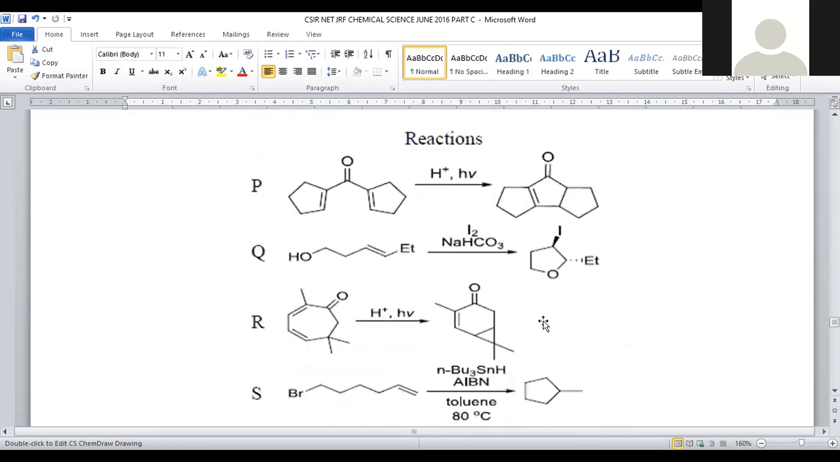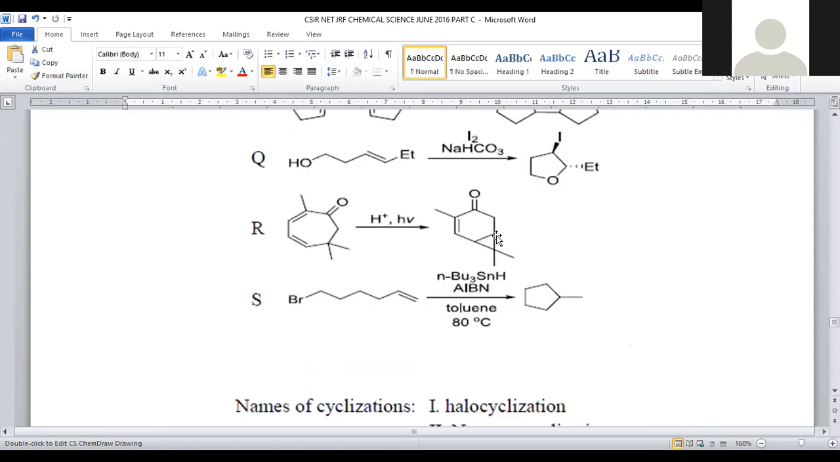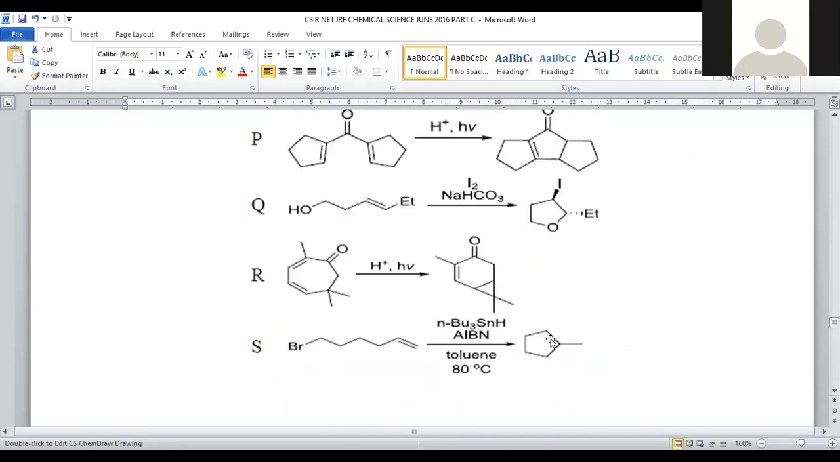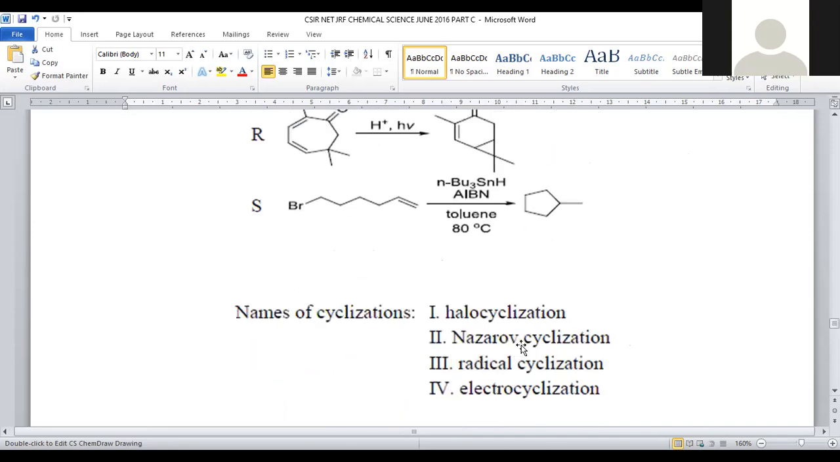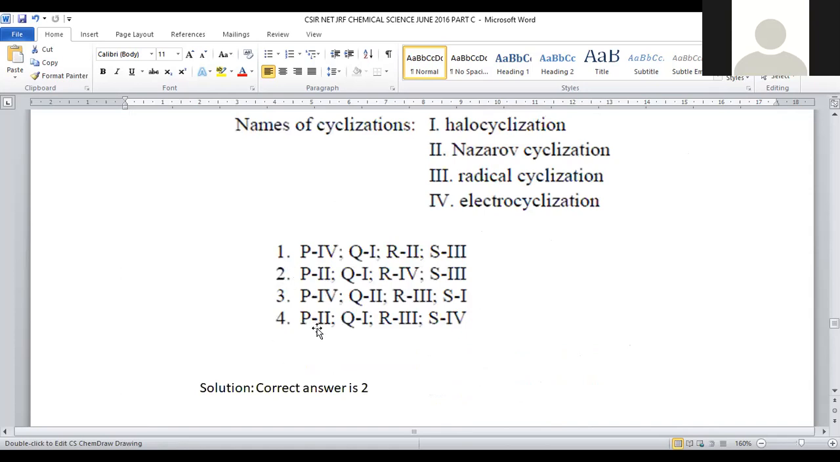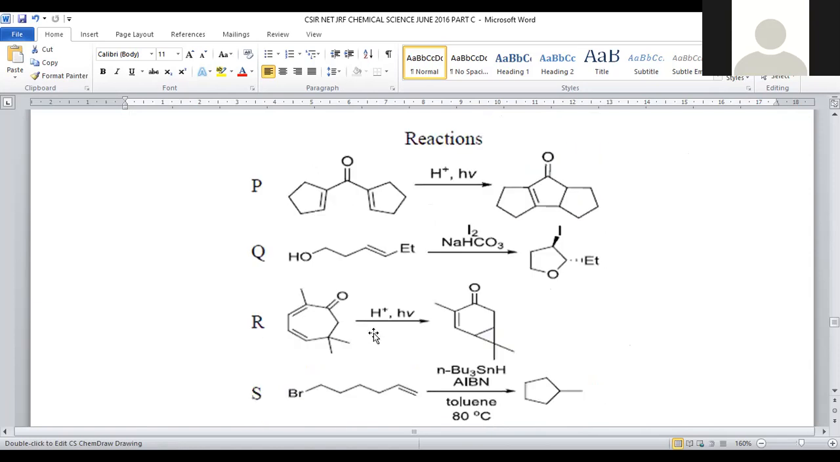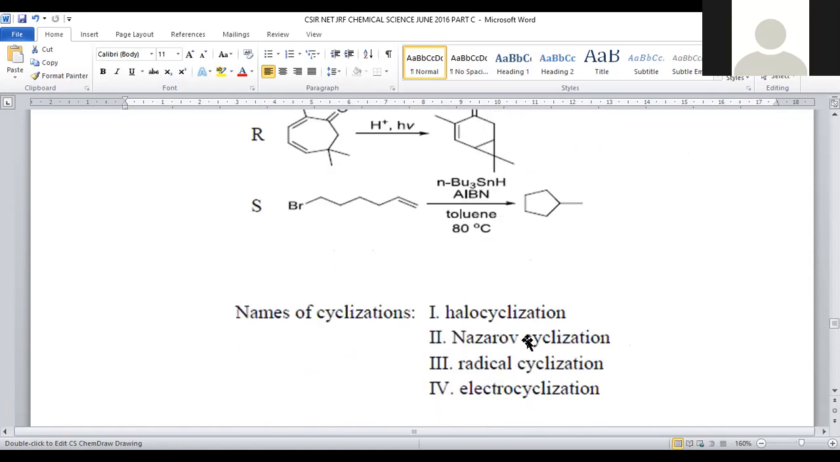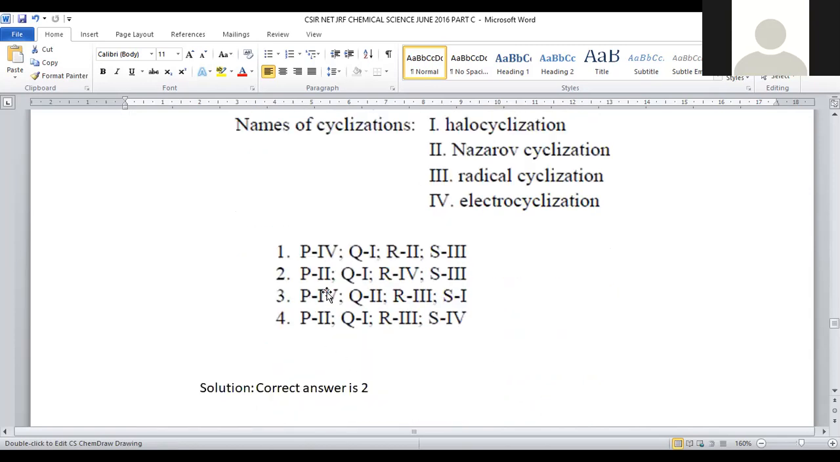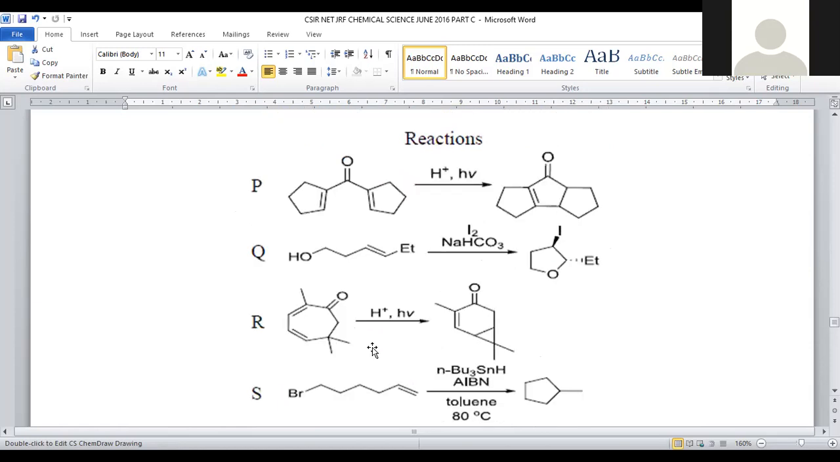So for that purpose, let us look into the transformation. First one is a Nazarov reaction. Second is the halocyclization. Third one is electrocyclization. Fourth one is a radical cyclization. So P with Nazarov, Nazarov is a 2. P with 2 is given in option number 2 and 4 both. Then Q. In Q, we have the halocyclization reaction. So Q with halocyclization 1. Q1 is provided in option number 2 and 4 both again.